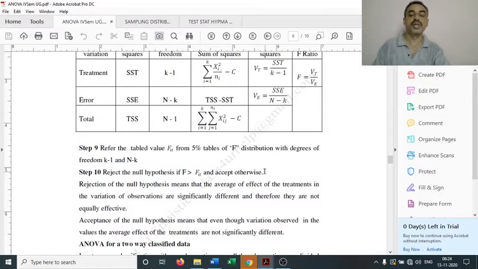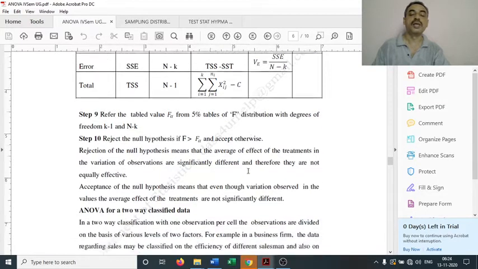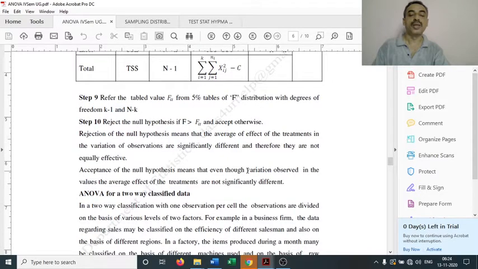accept the hypothesis. If we accept the hypothesis, it means that all the treatments are equally effective, they are not significantly different, or in the example, the fertilizers are equally good in the yield of lactase. And if we reject the hypothesis, we say that the treatments are not equal in performance. That's the case of one-way classified data.